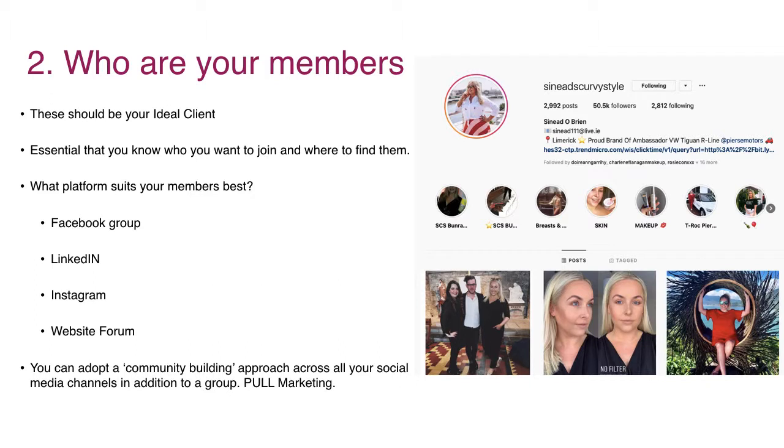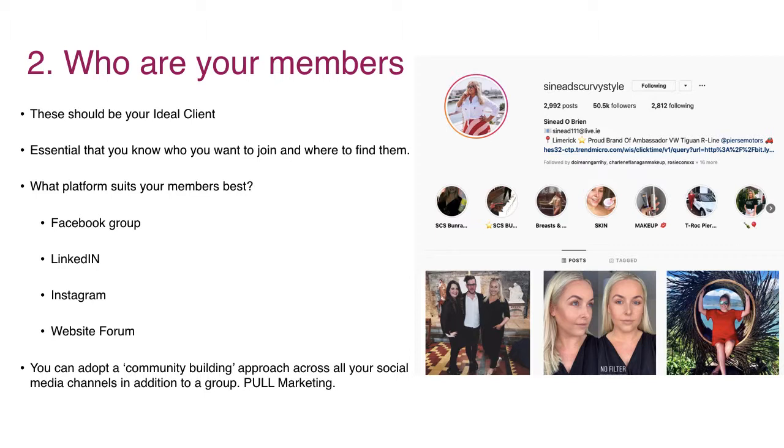Then I want you to look at who your members are, who your ideal client is, because that's what it should be. It should be the people that you would eventually like to guide to purchase from you, or the people that have already bought from you. It is also essential that you know who you want to join and where to find them. Where are they hanging out online? Because of course, we're going to discuss in the next training how to promote your community and get those members to join. When you know who your members are, what platform suits them best?